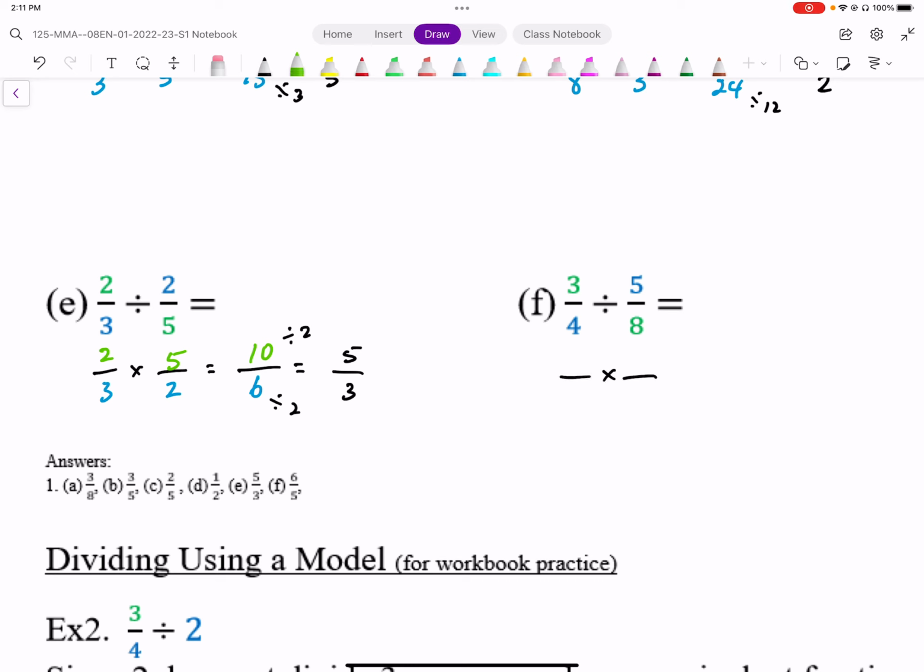So same thing here, we have 3 over 4. Convert that to times. We're going to make that 8 over 5. Top times top, 24. Bottom times bottom is 20. And then since they share a common factor of 4, we're going to divide by 4 on top and bottom. And that's going to give us 6 on top, 5 on bottom. Again, it's an improper fraction. That's perfectly okay. We're just going to leave it as an improper fraction.